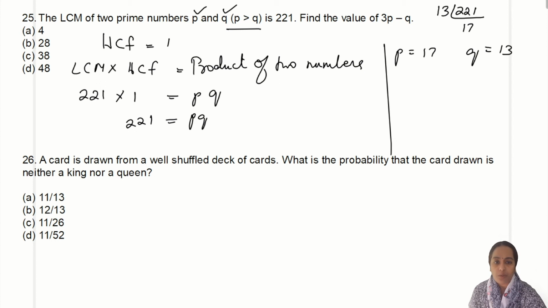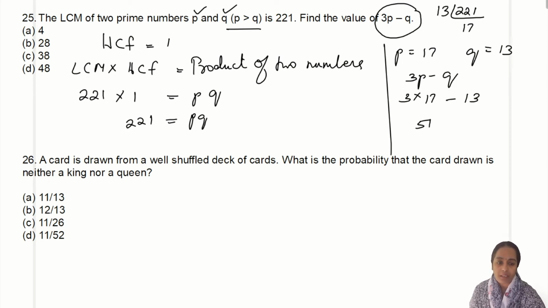So now what you have to find in the question? 3P minus Q. So 3 multiplied by 17 minus 13. 51 minus 13. What is 51 minus 13, children? It's going to be 38. 51 minus 13 will be 38. So it is option C. Option C is the correct answer.